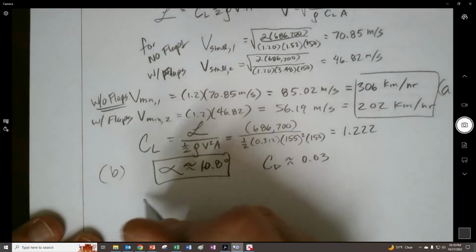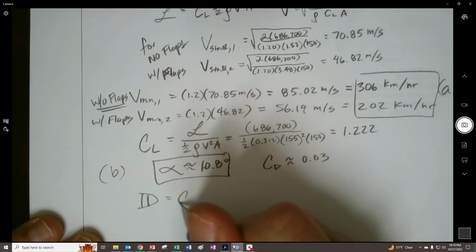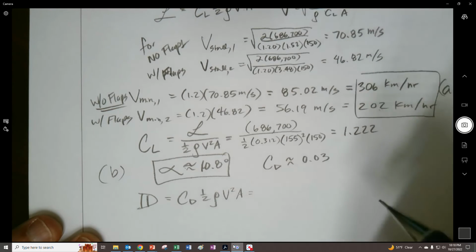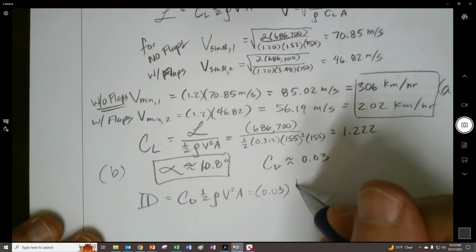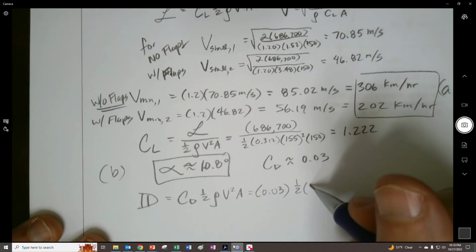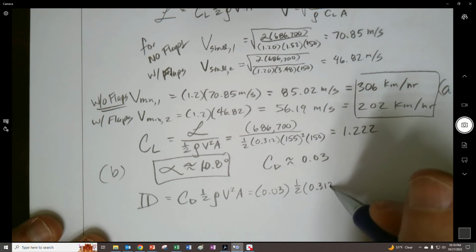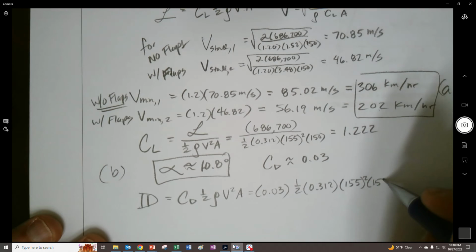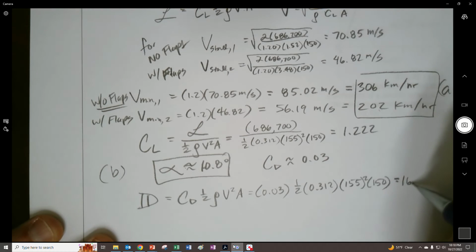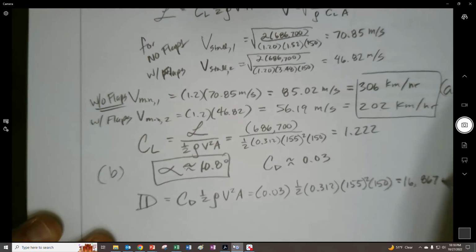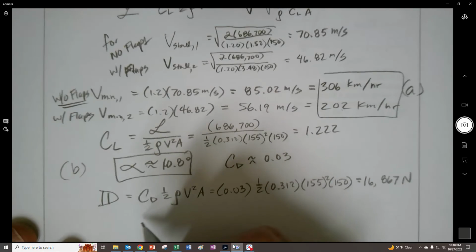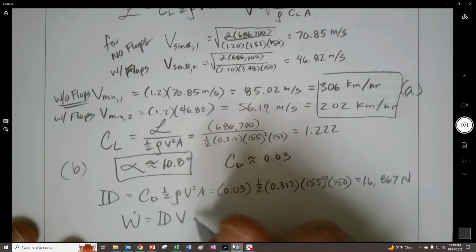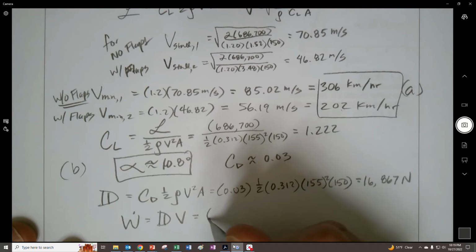We want to find first what's the drag. That's going to be the drag coefficient times 1/2 rho V squared A. So 0.03 times 1/2, and this is the flying density, up in the high altitude, and we have 155 squared, and then 150 for our area, and we get 16,867 newtons. And if we want to get the power, we remember that we take the drag and multiply it by the speed.